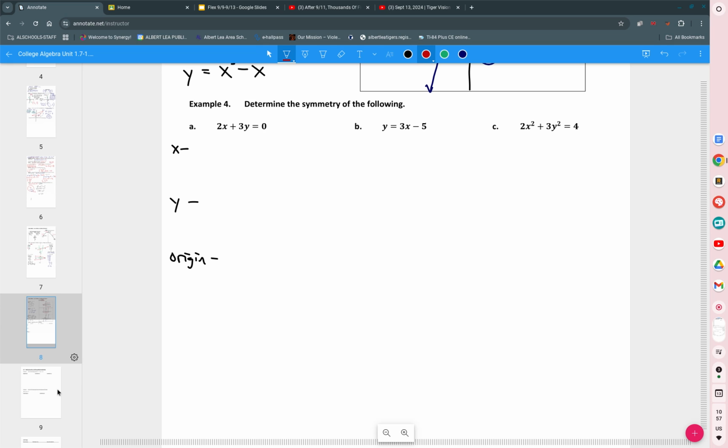We plug in a negative y. So I have 2x, and 3 times a negative y is 0. So I plug in my negative for my y. As I work that out, it's just 2x minus 3y is 0. Is that the same as what I started with? No. So it's not symmetrical about the x-axis. So far, Keaton is correct.